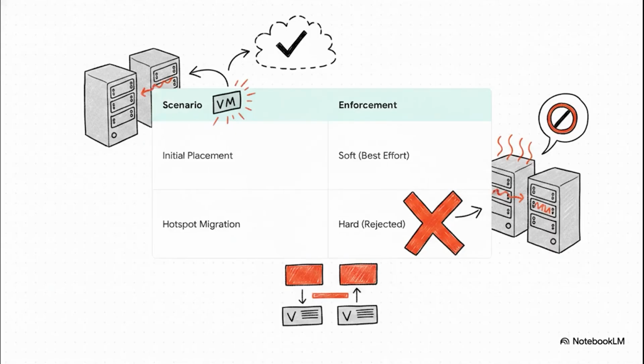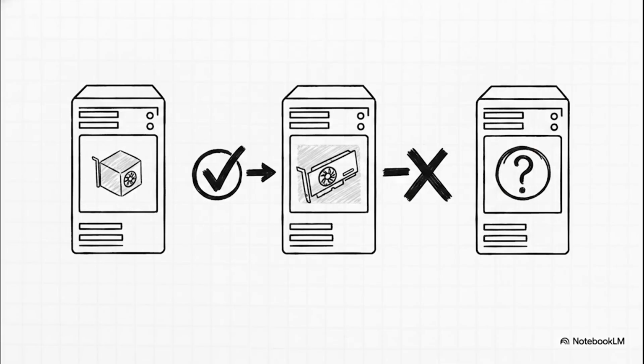Next, the distinction between initial placement and automated mitigation is highly testable. When you first deploy a VM, getting it powered on is the absolute top priority. Because of that, VM-to-VM anti-affinity rules are only soft enforced on a best effort basis during initial placement. But, and this is key, when ADS acts on its own to resolve a hotspot, it will never break an anti-affinity rule. If moving a VM to solve a bottleneck would violate the policy, ADS just rejects the migration entirely. Hard enforcement.